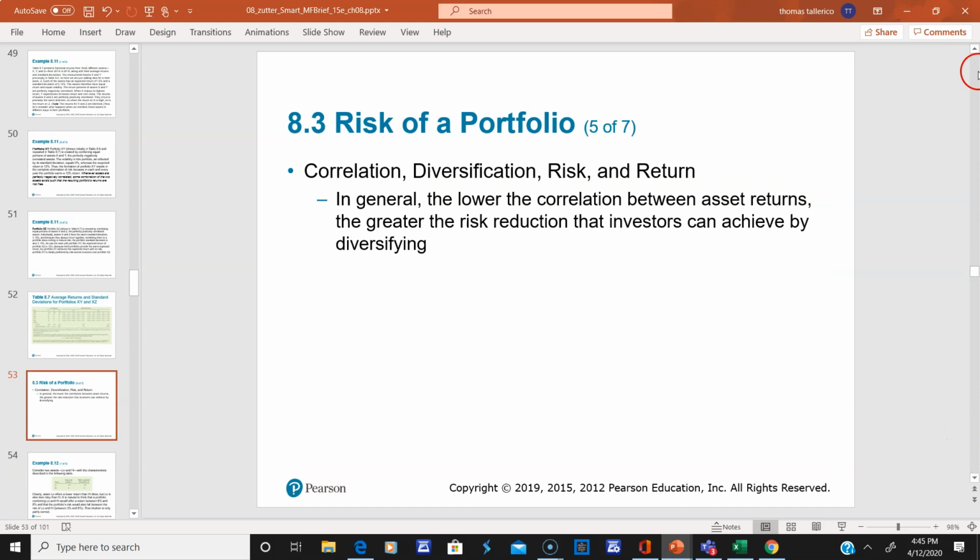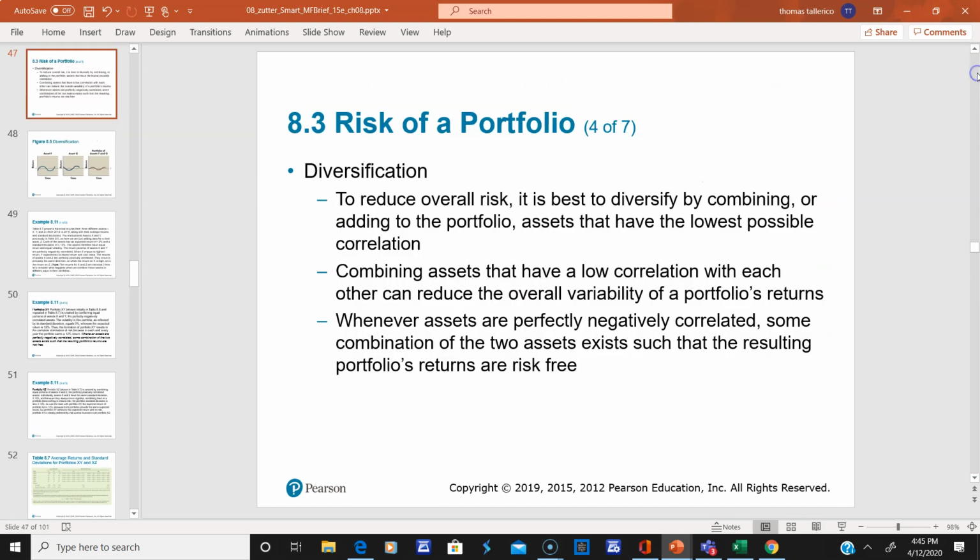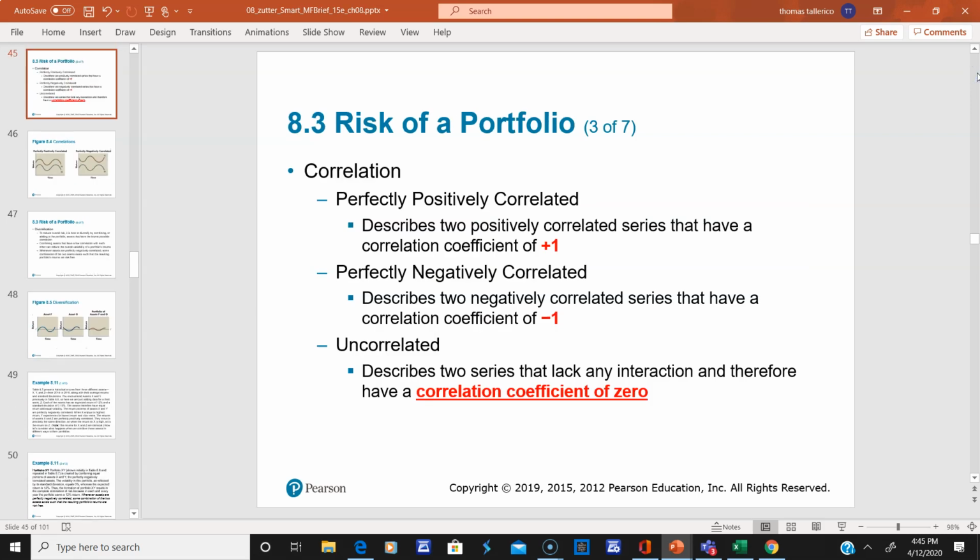Whoops, what happened here? Oh, God. All right, so we were here. All right, so we have a correlation coefficient of 0, all right? They're uncorrelated.